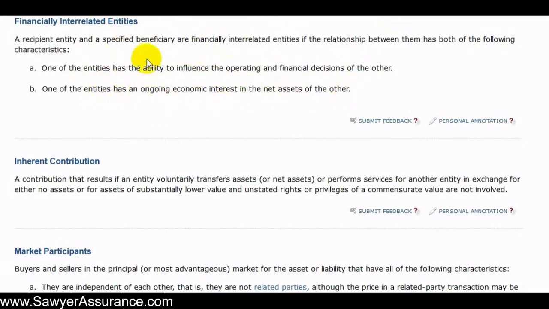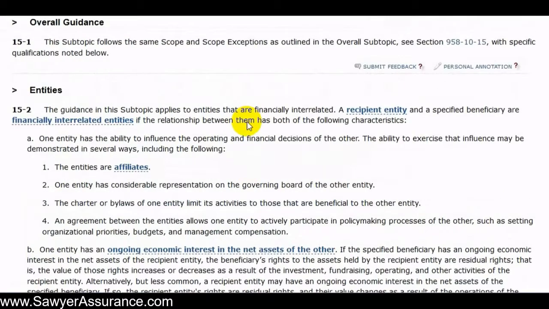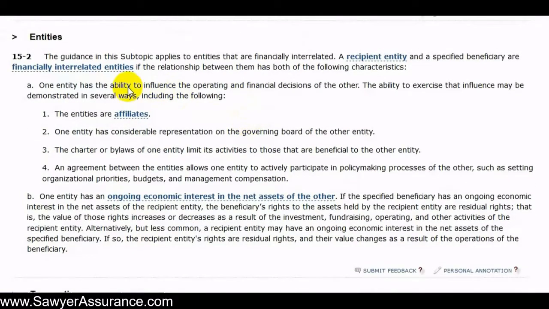And so if we go back to the scope section, we dive deeper into each of these characteristics. But for now, we see that the recipient and the specified beneficiary have to have both of these characteristics in place for it to be a financially interrelated entity. Let's go back here to the scope section. And we see here the relationship between them has to have both of the following characteristics.